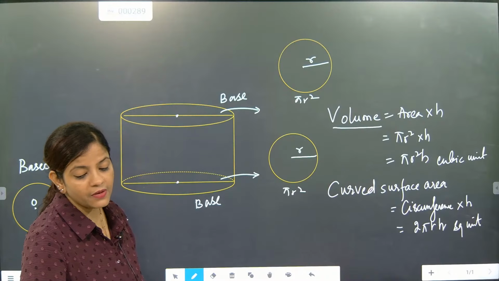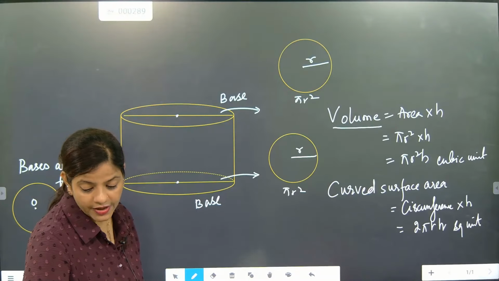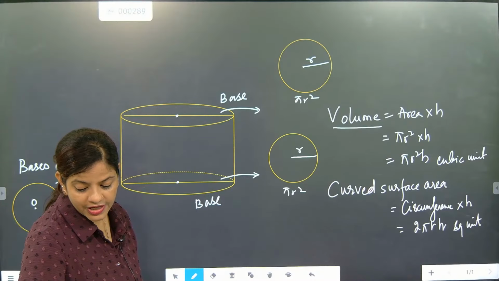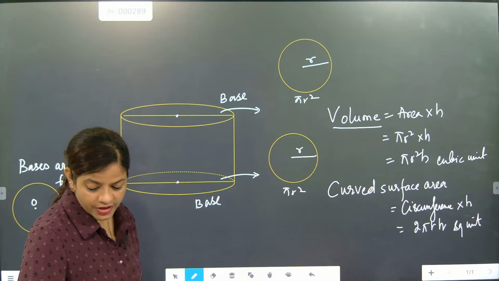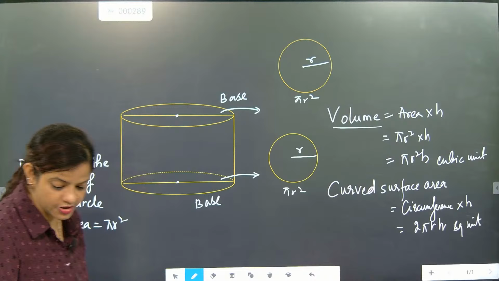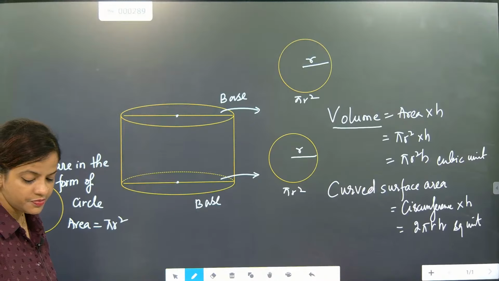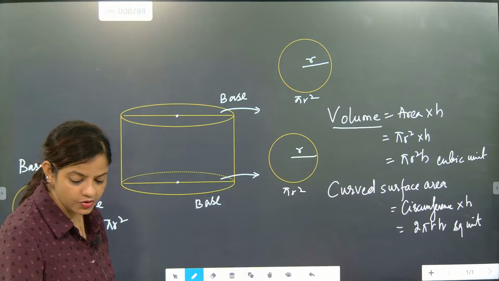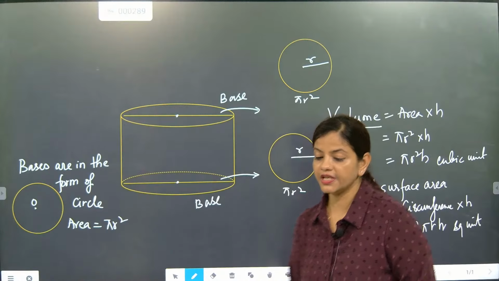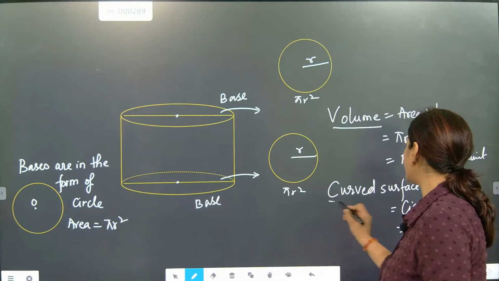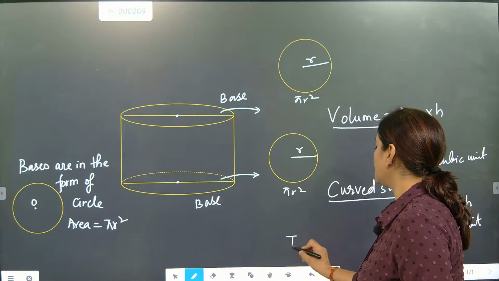Now when somebody asks you about curved surface area, and when total surface area is asked, what are we going to do? What is the difference between curved surface area and total surface area? Let's check this one out. Total surface area means, when you are talking about curved surface area, it is this one.